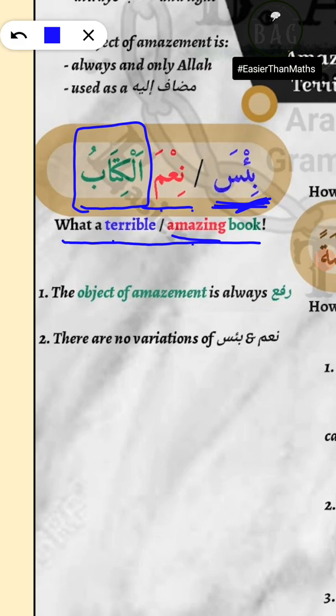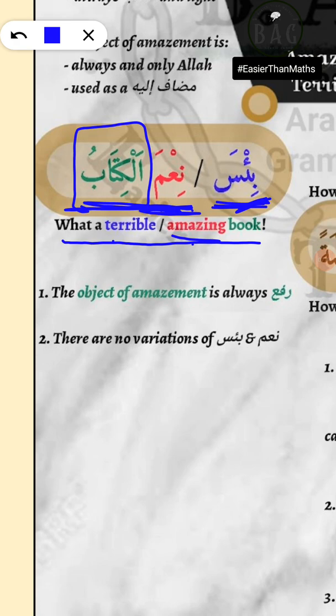Okay, so you know how we always say hasbunallahu ni'mal wakil, ni'mal wakil. So we have ni'ma over there. What an amazing caretaker of the plants, ni'mal wakil. And here it is ni'mal wakilu. Why? Because the object of amazement has to be in rafa form, as you can see here. So ni'mal kitabu means what an amazing book, and bisal kitabu means what a terrible book.